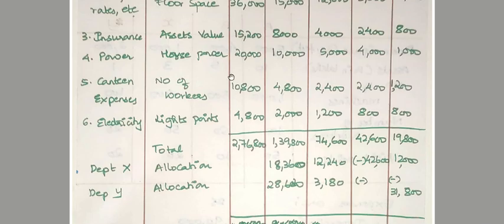10,800. So this 10,800 is apportioned based on the number of workers in your company, because it is completely related to your employees. So if you apportion that on that basis, you will get 4,800, 2,400, 2,400 and 1,200.